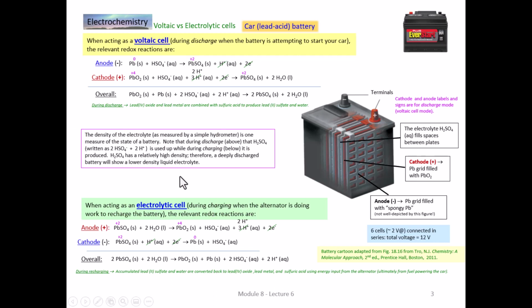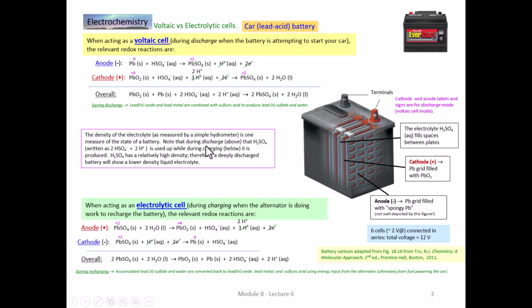Now the density of the electrolyte is measured by a simple hydrometer, which is basically a little tube you suck up some electrolyte in, and there are little floating plastic balls, like tiny little ping pong balls floating, and from the number that float, sometimes you can tell the density of the electrolyte. It's a good measure of the state of the battery.